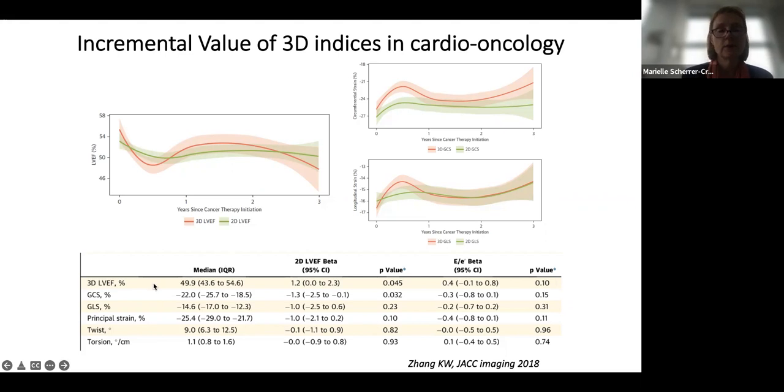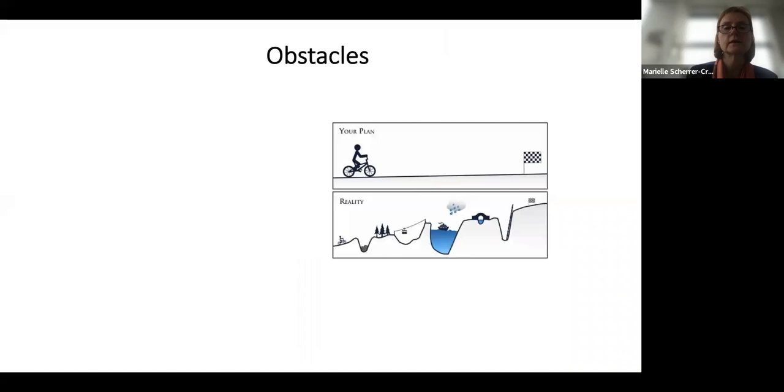And that there was some prediction, although not that strong, of the 3D strain. Unfortunately, the endpoint was a change in 2D LVEF, which is a bit of an issue, obviously, but the rate of event is quite low, so it's difficult to get enough patients for that.